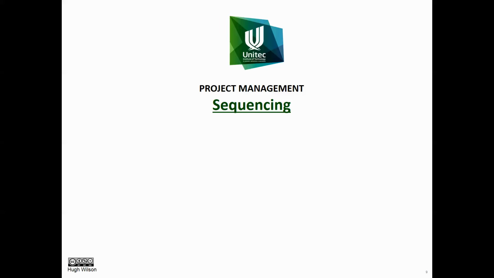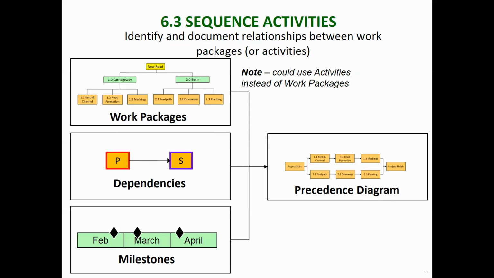In this video we're going to look at sequencing, otherwise known as the order that the work has to be done in. And so the idea of 6.3 sequence activities is to identify and document relationships between work packages. Now it may be done at activity level, but we're going to do it at work package level.